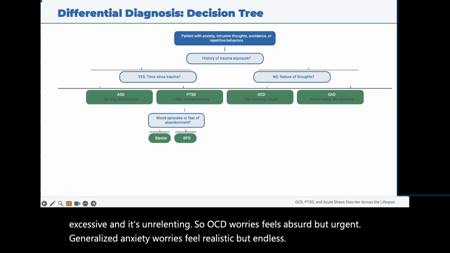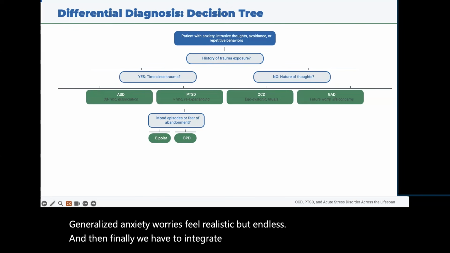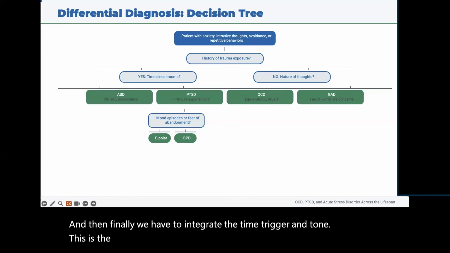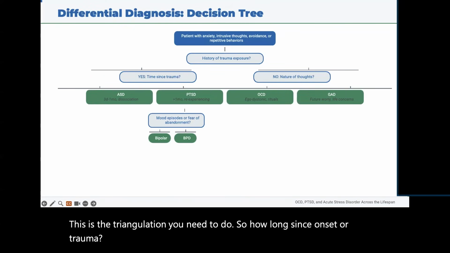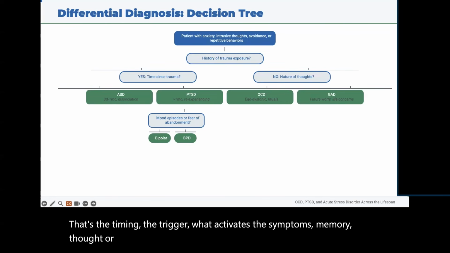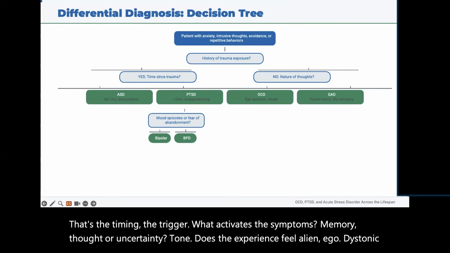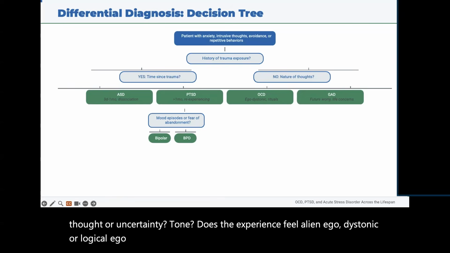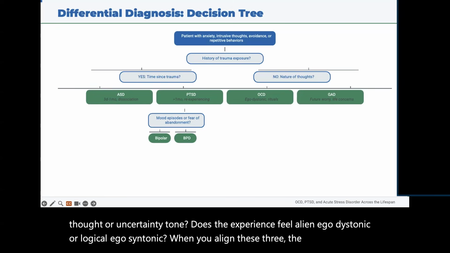And then finally, we have to integrate the time, trigger, and tone. This is the triangulation you need to do. How long since onset or trauma? That's the timing. The trigger: what activates the symptoms? Memory, thought, or uncertainty? Tone: does the experience feel alien, ego-dystonic, or logical, ego-syntonic? When you align these three, the diagnosis almost always reveals itself.